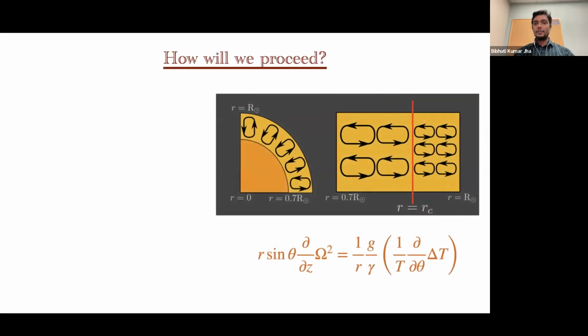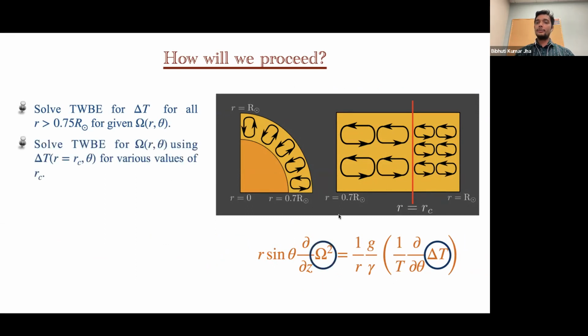So how will we proceed? First we assume some rc value, then we solve this equation for that rc value and calculate omega. For the given omega, we calculate the delta T in the region where r is less than rc. Then whatever delta T we get at r equal to rc, we use that delta T and again solve the thermal wind balance equation for omega. That is the idea, and we'll compare our omega with the existing observation to demonstrate whether we are able to produce the observed omega at the top of the solar convection zone.